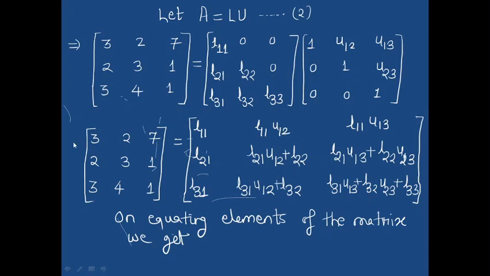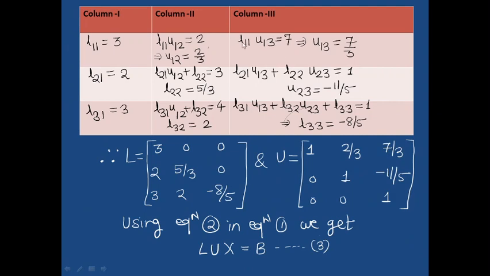So L11 U12 equal to 2. As we already know L11, put the value of L11 over here, you will get U12. On similar lines, you will equate the next element of the first row, that is L11 U13 is equal to 7. So L11 is already known, so we get U13, right? So like this, first equate the elements of the first column, then the elements of the first row, and then you can equate the remaining elements. I will go for the second row and then the third row.